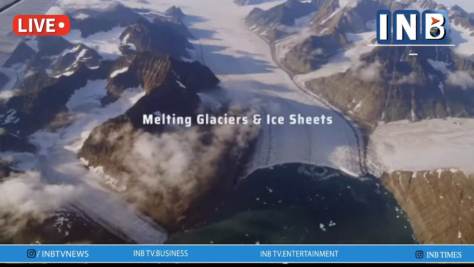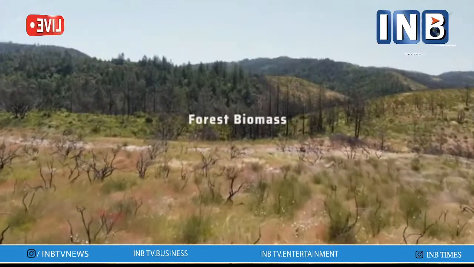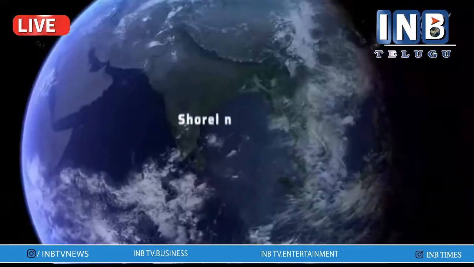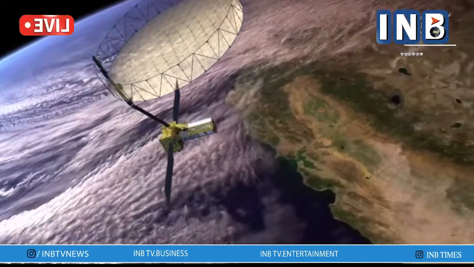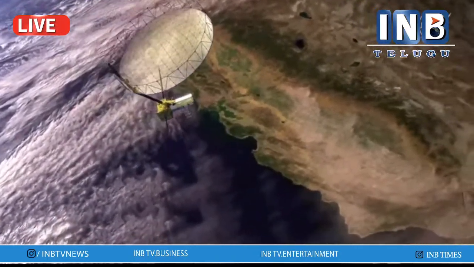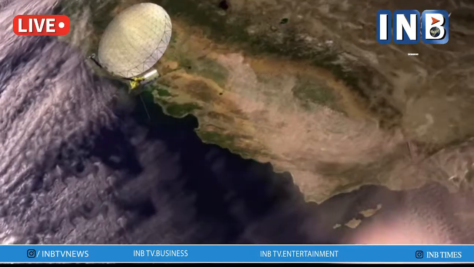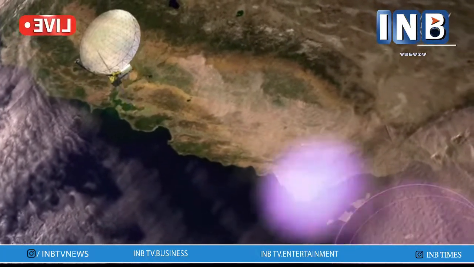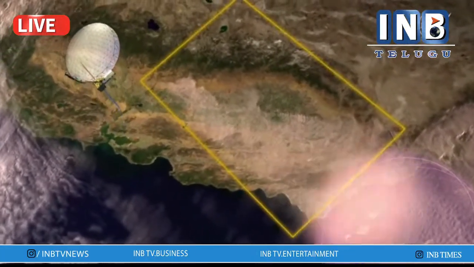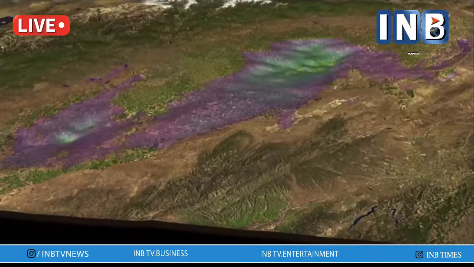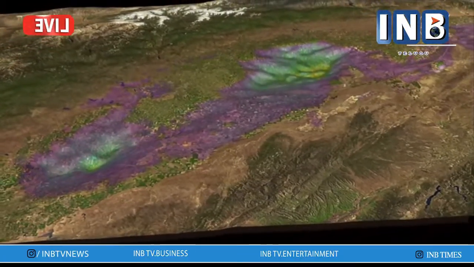Other changes over the Earth's surface include melting of glaciers and ice sheets, changes in forest biomass, soil moisture, and shoreline changes. It's based on radar, so it has two different frequency radars, and it basically looks through clouds and sees the surface of the Earth. What you're seeing is an animation of how the radar collects data, and you can see these beams coming down from the antenna and coming back, and on the ground you can see the swath, and that's where it collects the data, and when it combines them all together you get what we need for the science.